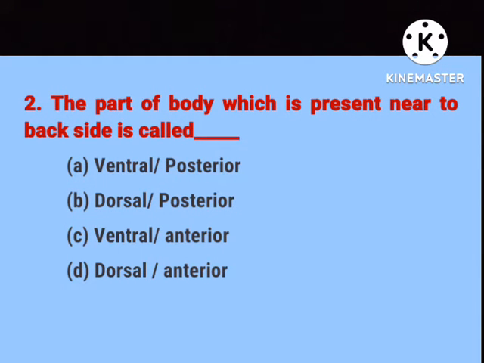The part of the body which is present near to the back side is called: A. Ventral/posterior, B. Dorsal/posterior, C. Ventral/anterior, D. Dorsal/anterior.